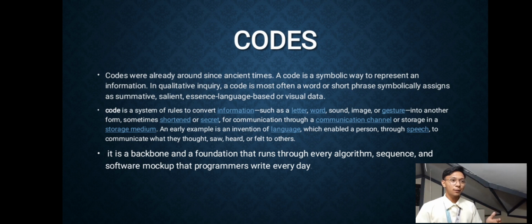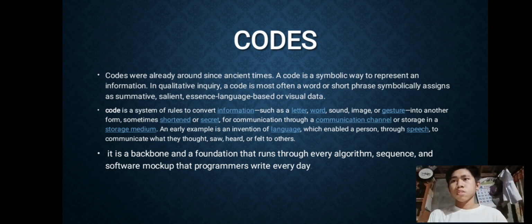In qualitative inquiry, a code is most often a word or short phrase that symbolically assigns a summative, salient, essence-capturing attribute for language-based or visual data. A code is a system of rules to convert information such as a letter, word, sound, image, or gesture into another form, sometimes shortened or secret, for communication through a communication channel or storage in a storage medium.